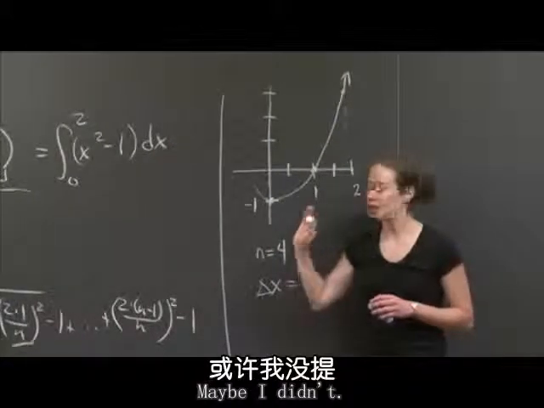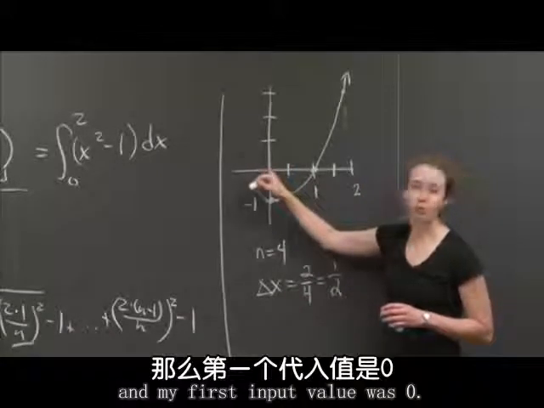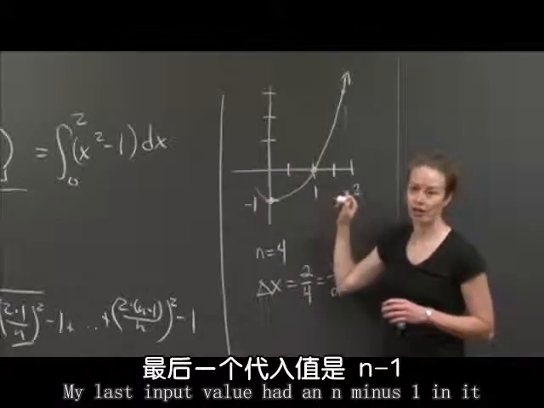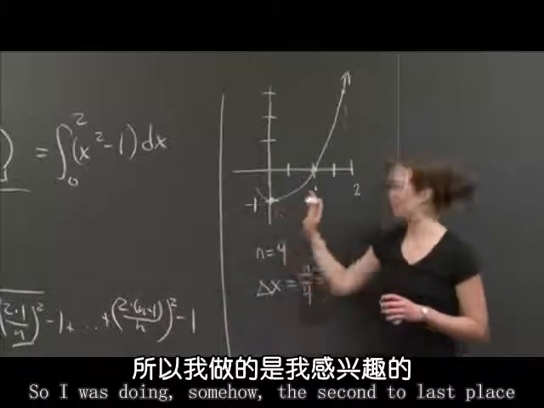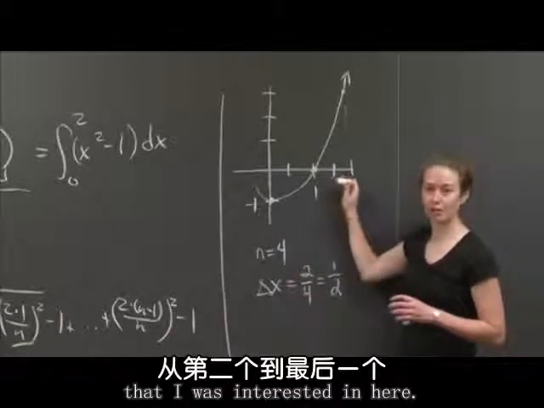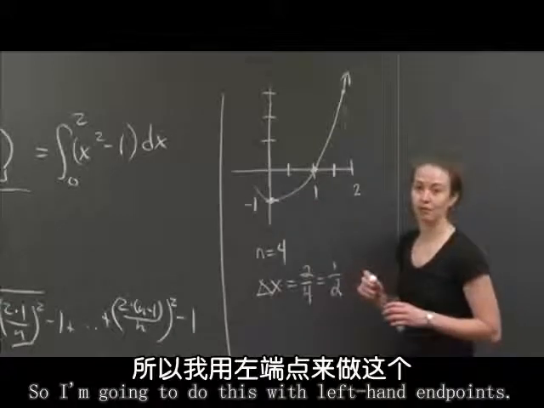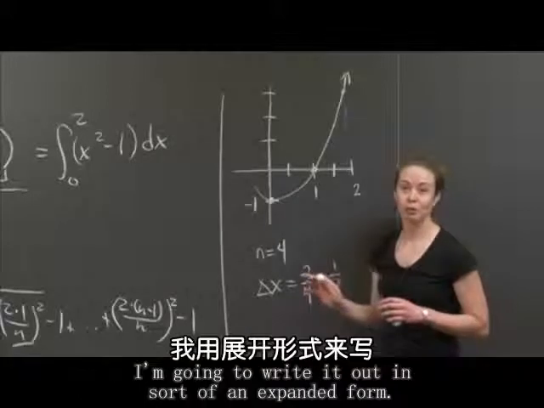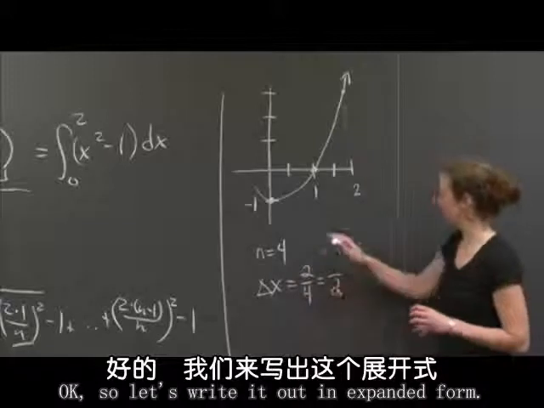Maybe I didn't, but I started off at i equals 0, and my first input value was 0. My last input value had an n minus 1 in it instead of an n. So I was doing somehow the second to last place that I was interested in here. So it's definitely more of a left-hand endpoint thing. So I'm going to do this with left-hand endpoints. And I'm not going to simplify as I go. I'm going to write it out in sort of an expanded form. Okay, so let's write it out in expanded form.